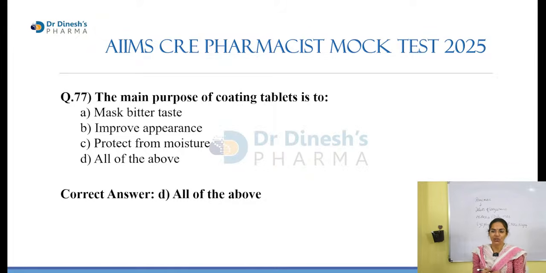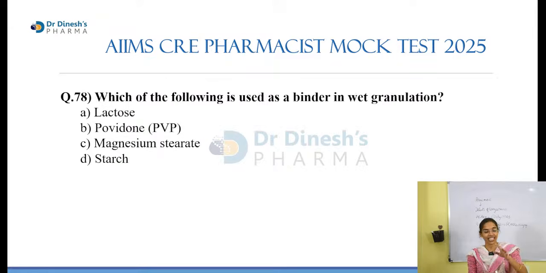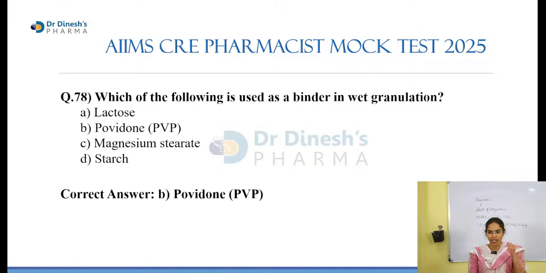Which of the following is used as a binder in wet granulation? Very interesting question here. Lactose, polyvinyl pyrrolidone, magnesium stearate and starch. Here we can eliminate two options. Lactose is a diluent or a filler. Eliminate. Magnesium stearate is a lubricant. Eliminate again. And we have two options: PVP, polyvinyl pyrrolidone, that is nothing but povidone, and starch.